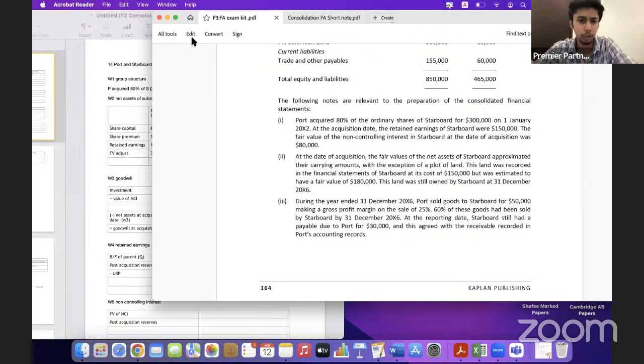So over here, guys, we call this an unrealized profit adjustment. Okay, so now we understood, this is an unrealized profit adjustment. Now let's go forward. At the reporting date, so guys, unrealized profit, we have to calculate. I'll teach you how to do that. So leave that aside. At the reporting date, Starboard still has a payable for Port.